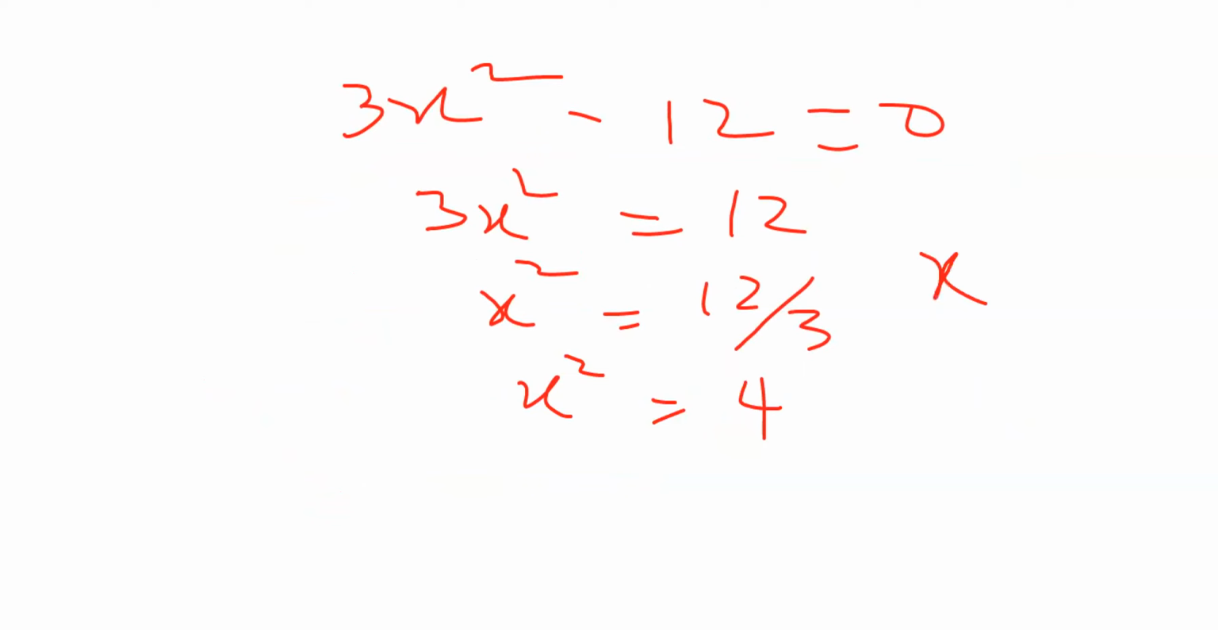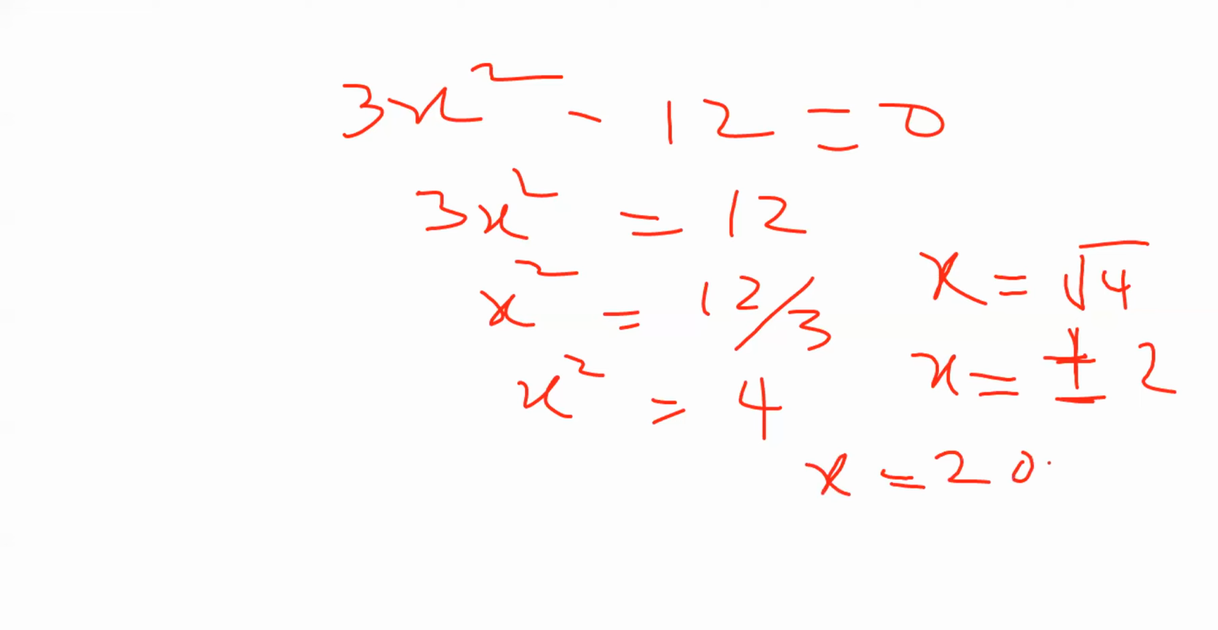Now our x is equal to the square root of 4. X is plus or minus 2. Because the square root of any number is positive or negative. So our two values are this. Is it clear?